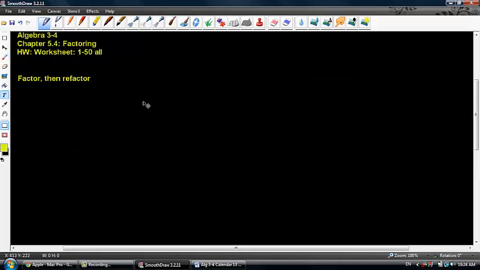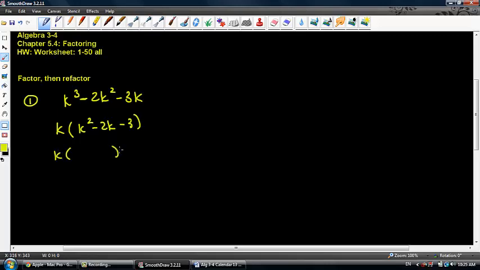Sometimes you're going to have to factor more than one time in each problem. For example, if I give you guys k to the third minus 2k squared minus 3k. Well, this looks like a trinomial, and it looks like you should be able to get it here first, but what's happening is that you've got k's in everything, so you're going to have to resort back to GCF first. And then you've got k squared minus 2k minus 3, and now you are ready to handle this thing. It's k minus 3 times, oops, not x, k plus 1. All right, so sometimes you have to factor, then refactor.